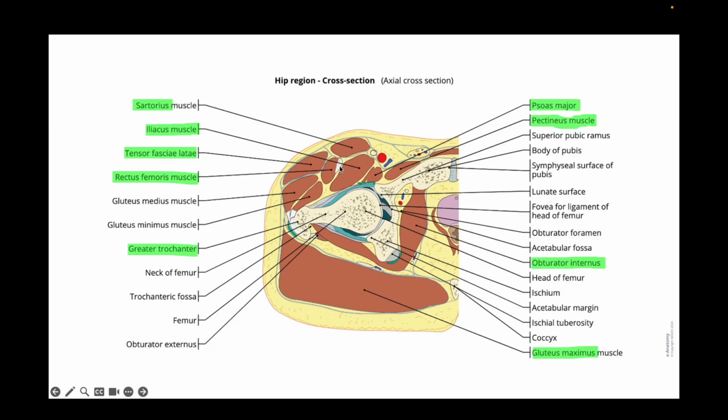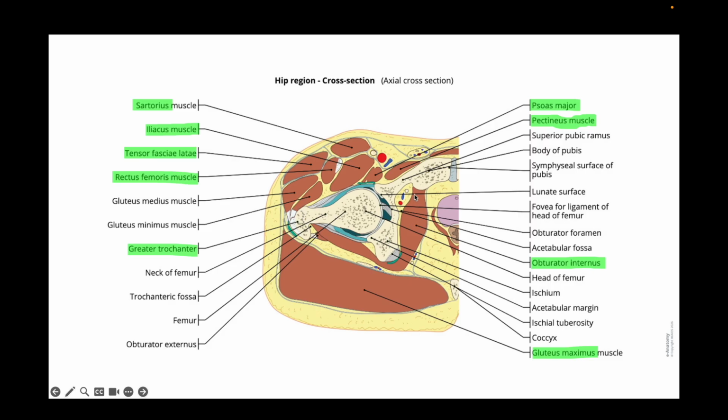The rectus femoris muscle has a little bit of tendon here. There are two heads to it, which you won't need to know for the exam, but it means that some of the tendon is actually peripheral at this level. You then have your greater trochanter, which you can see here.